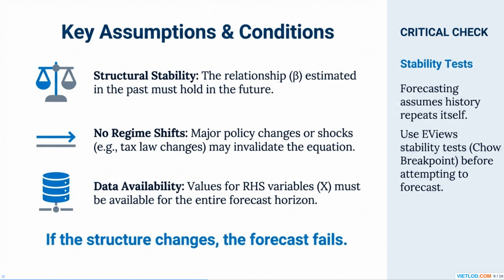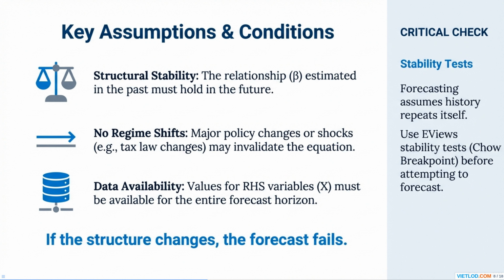First is structural stability. This is the most important assumption. It means the relationship between our explanatory variables and the dependent variable, captured by our estimated coefficient beta, must remain the same in the future as it was in the past. Second, there should be no major regime shifts. Events like a new tax law, a financial crisis, or a pandemic can fundamentally change economic relationships, making the old model invalid. A model of gasoline demand estimated before 2020, for instance, would likely fail to forecast demand during pandemic lockdowns due to a dramatic regime shift.